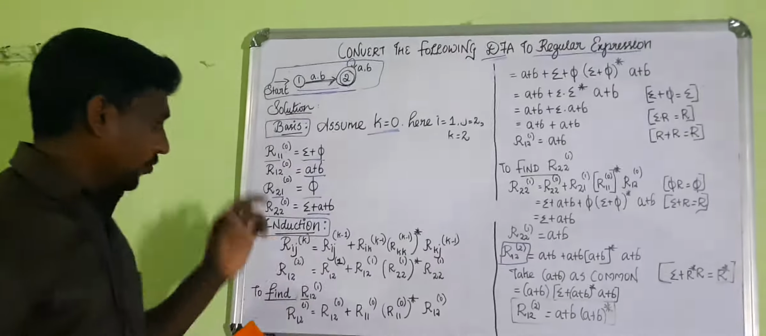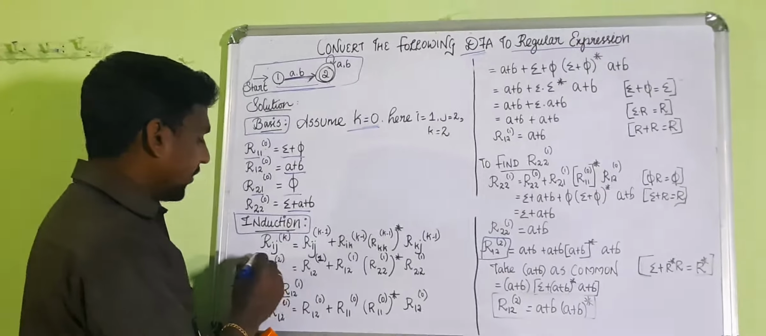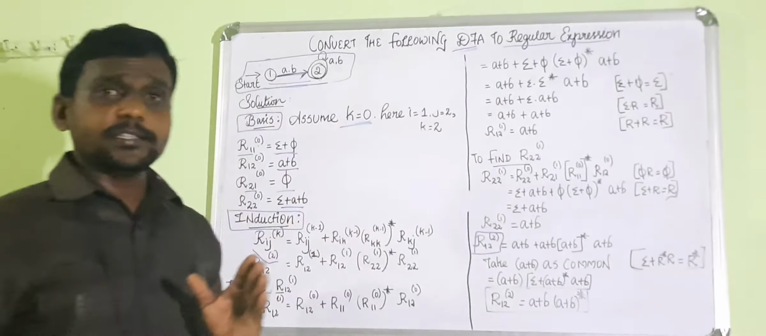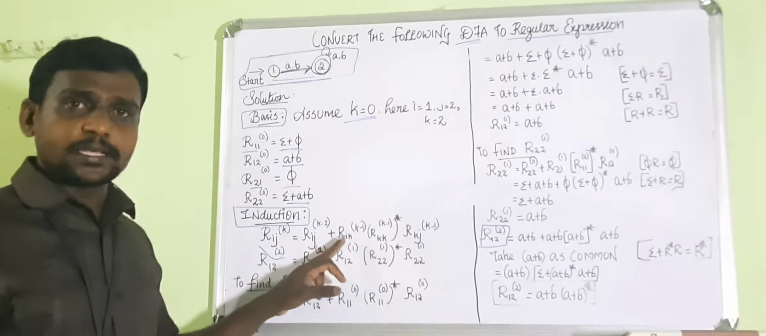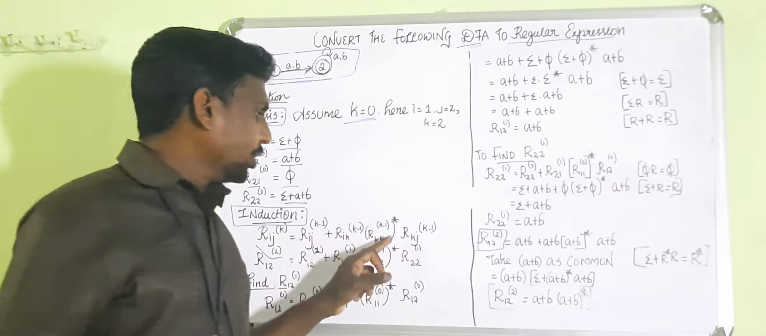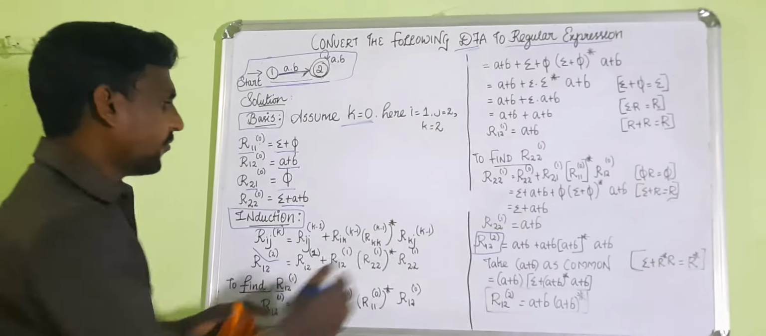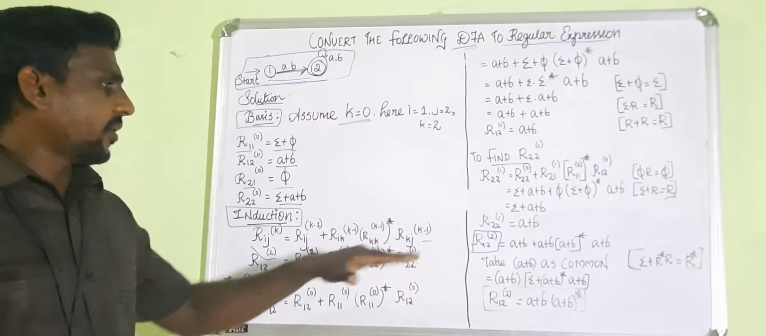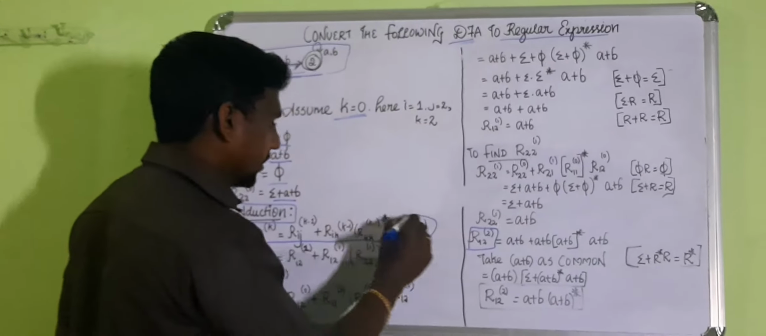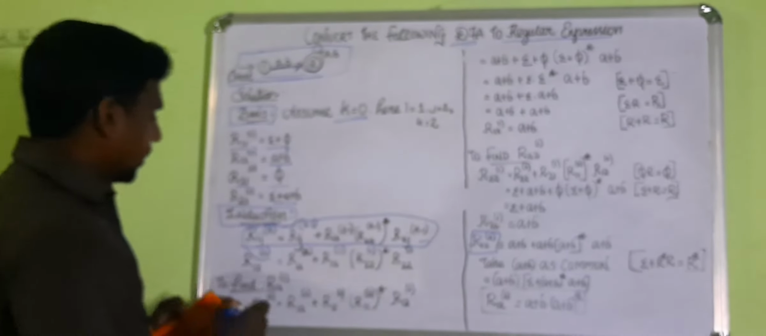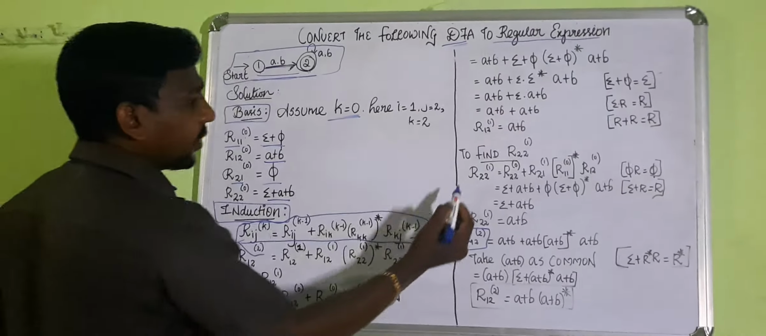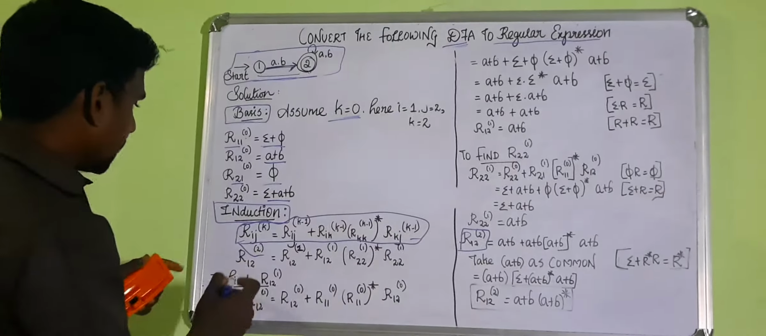Clear? Okay, now we will come to the induction part. In the induction part we have a formula: Rij power k equals Rij power k minus 1 plus Rik power k minus 1 into Rkk power k minus 1 star into Rkj power k minus 1. This is the formula. We will derive it from one theorem. Clear? Okay. So we will use this formula. Now we need R12 power 2.